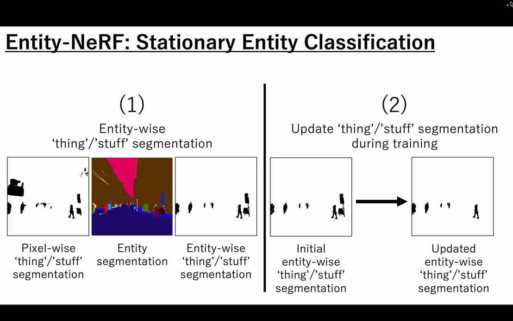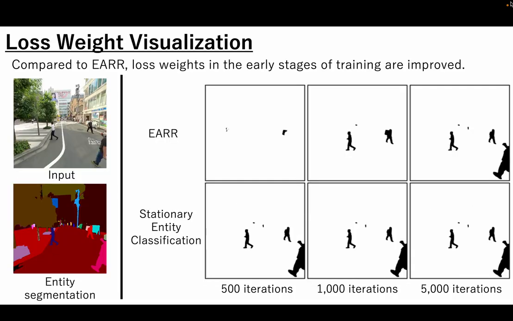Furthermore, the thing-stuff segmentation is dynamically updated during NeRF training, allowing the inclusion of stationary people and cars in the training process. Our thing-stuff segmentation-based stationary entity classification provides more precise loss weight assignments for each entity than in initial learning stages, when all residuals are high.